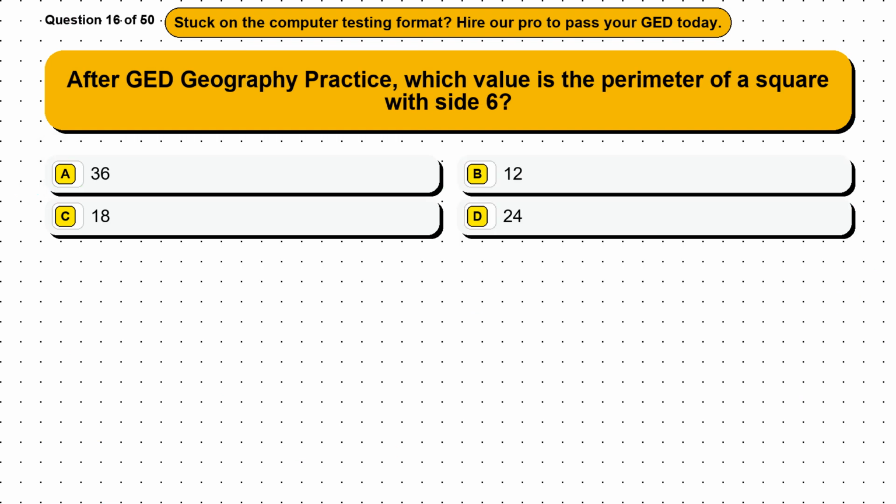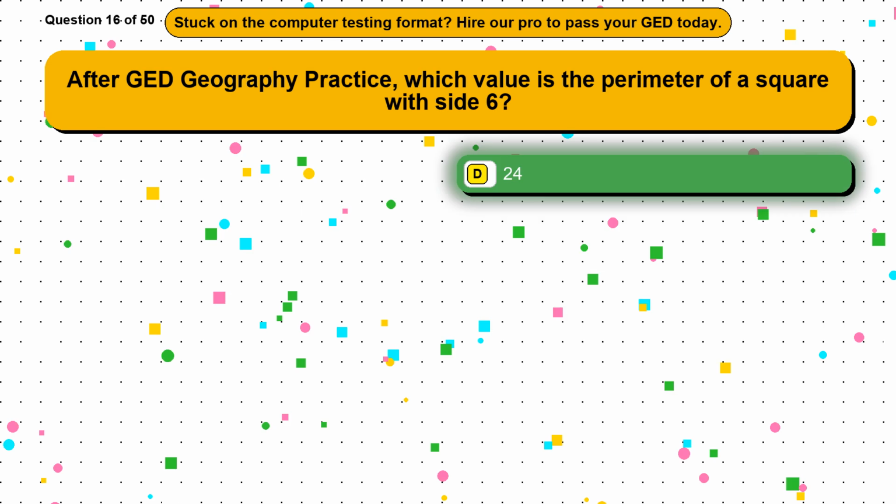Question 16. After GED Geography Practice, which value is the perimeter of a square with side 6? Option A, 36. Option B, 12. Option C, 18. Option D, 24. The correct answer is option D, 24.